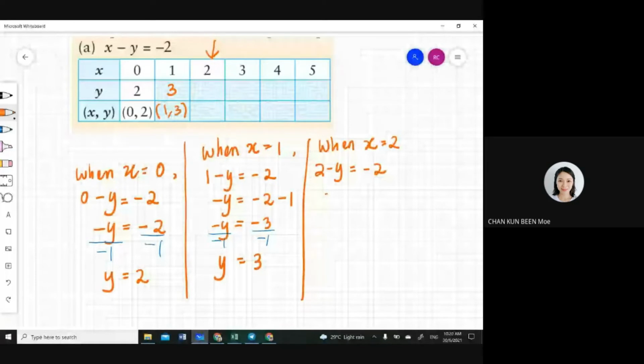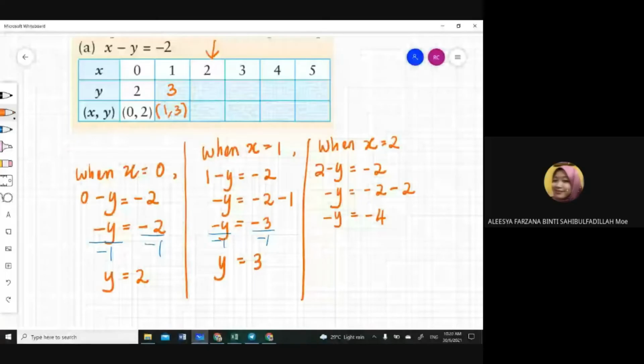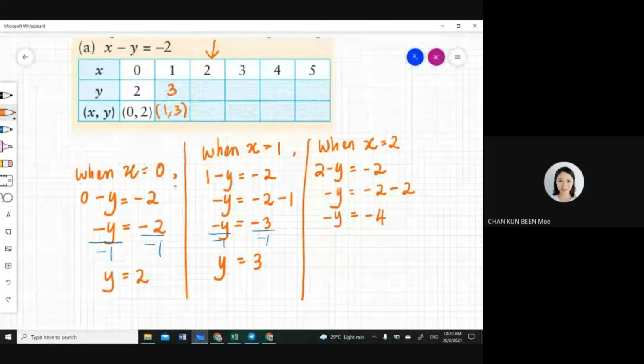Okay, so negative y is negative 2 minus 2. So negative 2 minus 2, how much, class? Same sign, you remember? I test you. It is not 4. Negative 4. Correct. So when negative y equals to negative 4, what is the value of y? Yes, very good. Y is equal to 4. So we just fill in the table. Y is equal to 4.